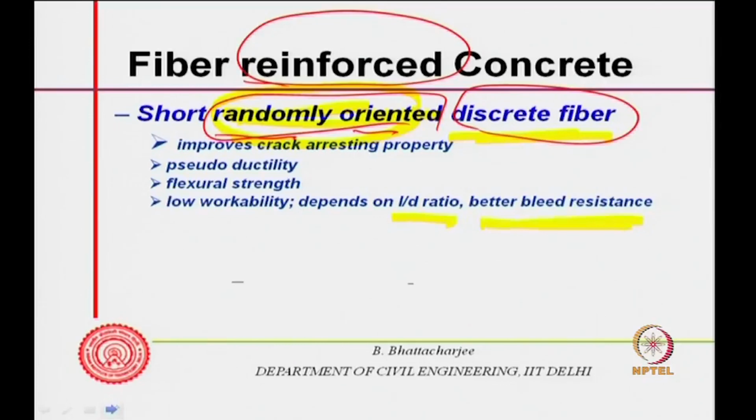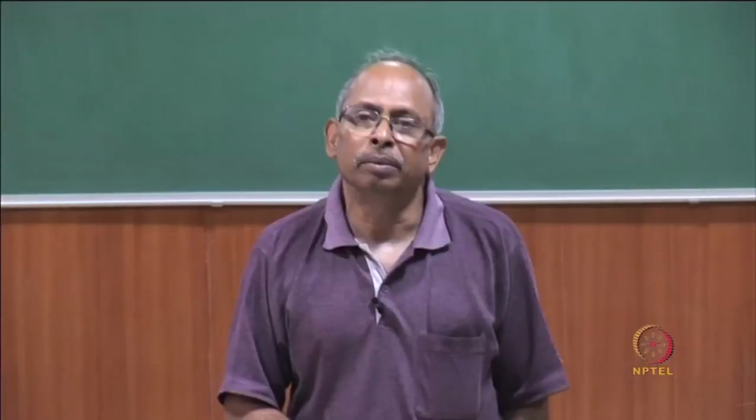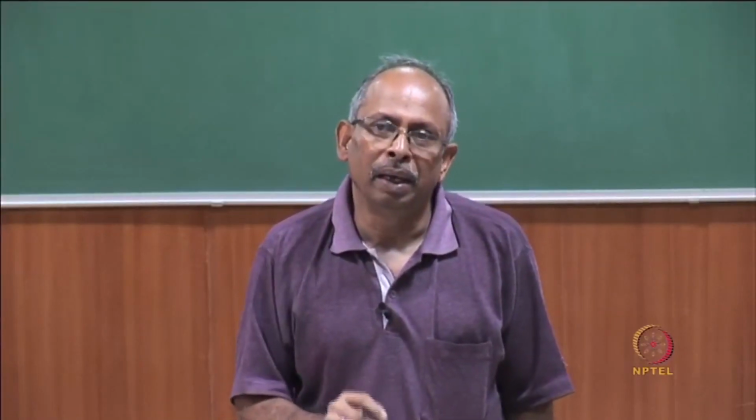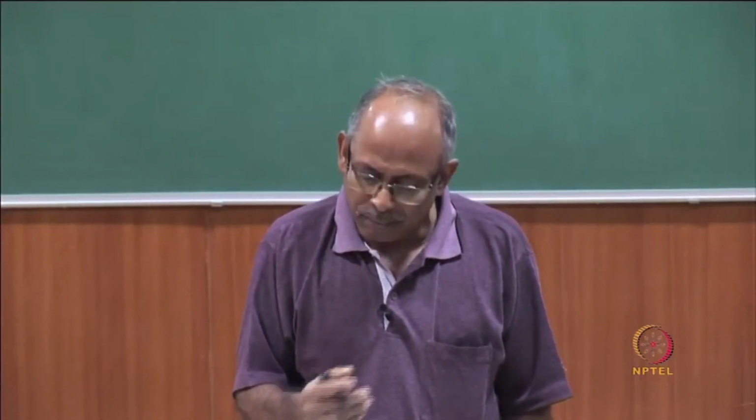So, we will come to each one of them, but just to understand this material, let us look at it. Obviously, they will have high cement content, MSA is low, and why this, all this we will look into. So, that is the characteristics of fiber reinforced concrete. Let us say this is your concrete, and you have discrete fibers like this. When the crack comes, they will actually bridge the crack, and that is how they provide crack arrestation property. So, that is the understanding of the utility of the fiber, or where fiber improves.